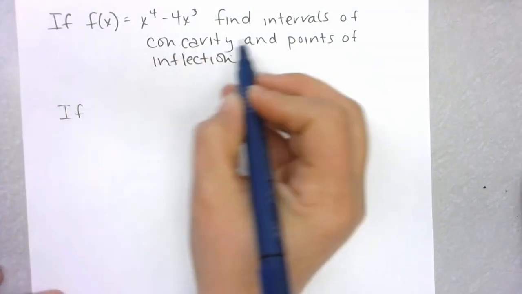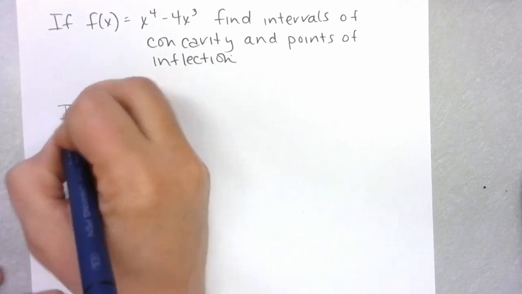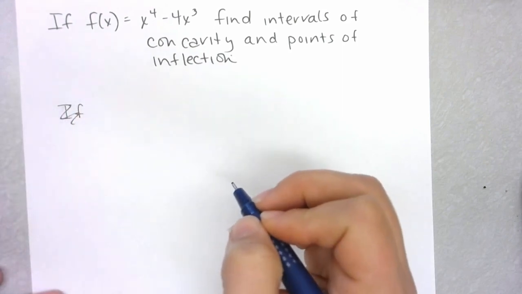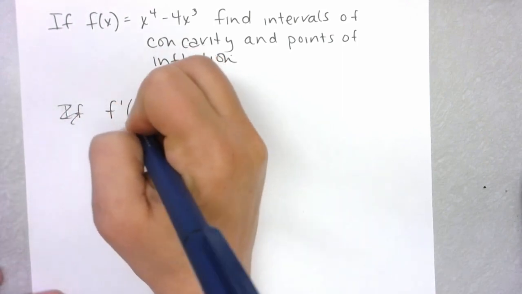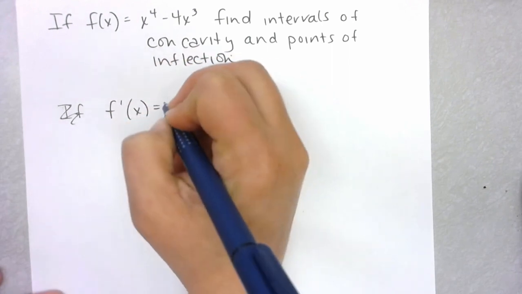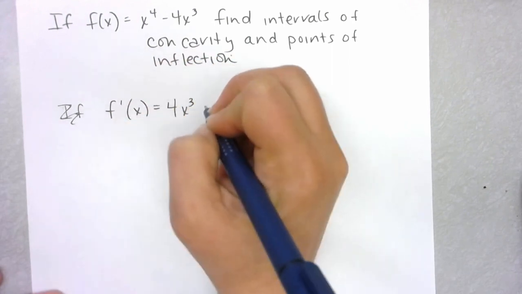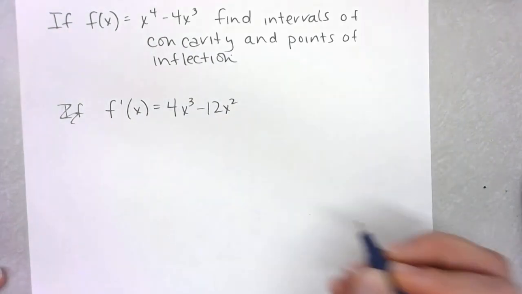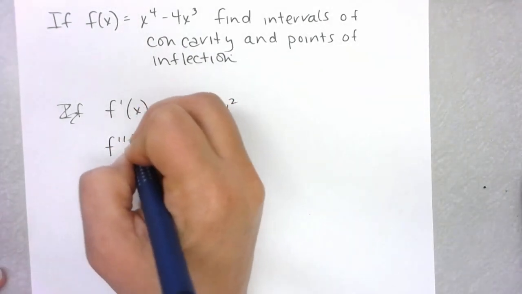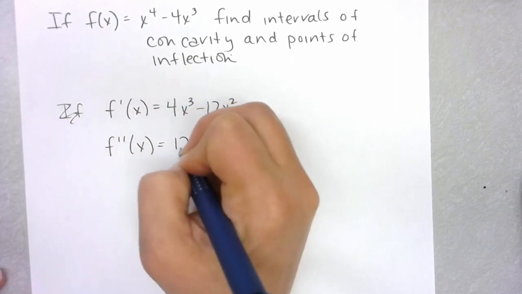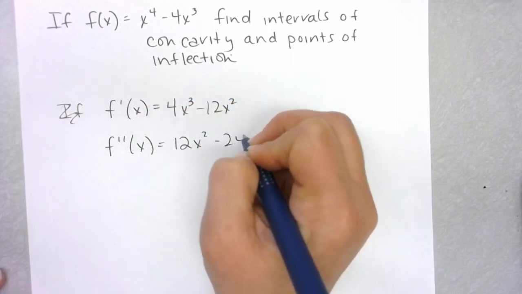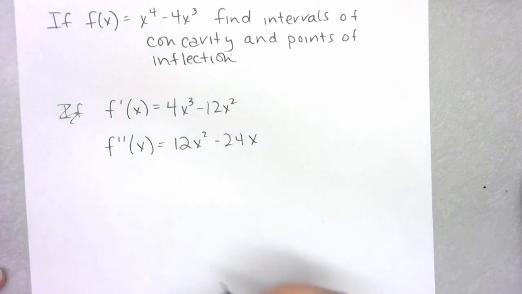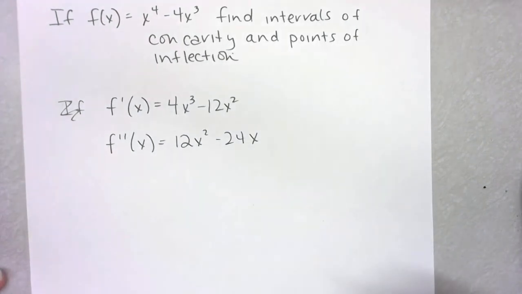So if I'm going to find intervals of concavity, then I basically need to find f double prime. So I need f prime on the way there. F prime would be 4x cubed minus 12x squared. That seems so simple after the last one, right? And now I need f double prime, which is 12x squared minus 24x. So I want to know where this is either 0 or undefined.